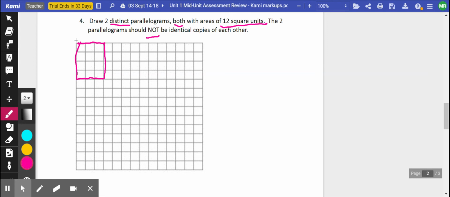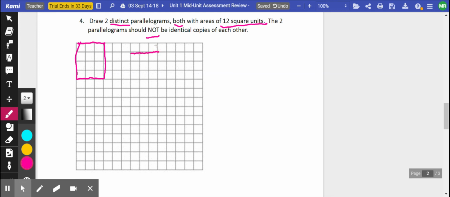So there's a 3 by 4 rectangle right there, and it is a parallelogram because opposite sides are equal and parallel, and its area is 12 square units. Now I want to make another parallelogram. I want to use the same dimensions, but I want it to look different.